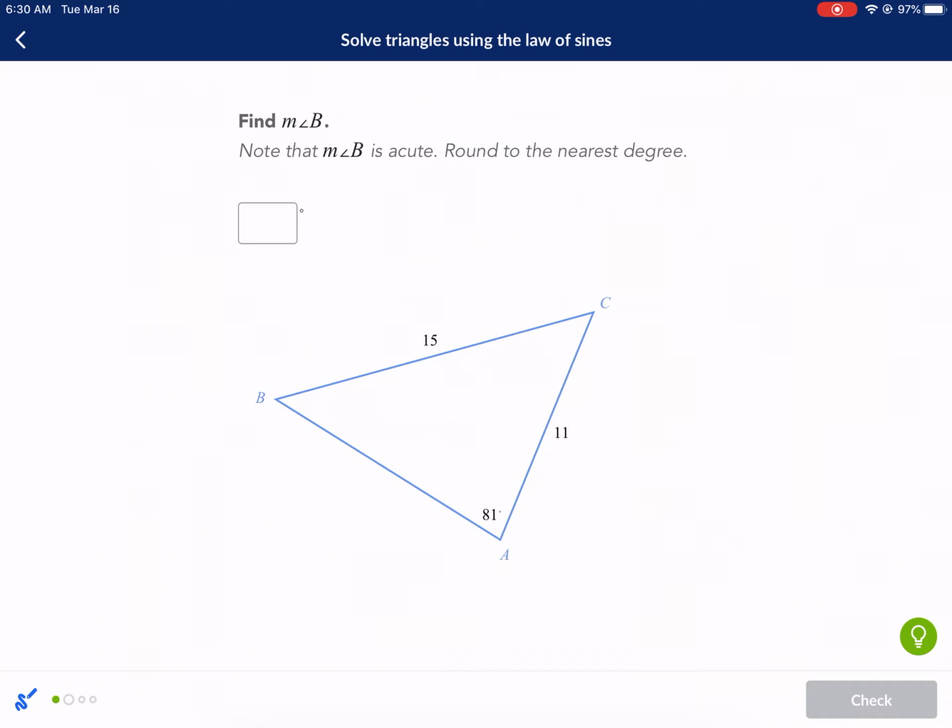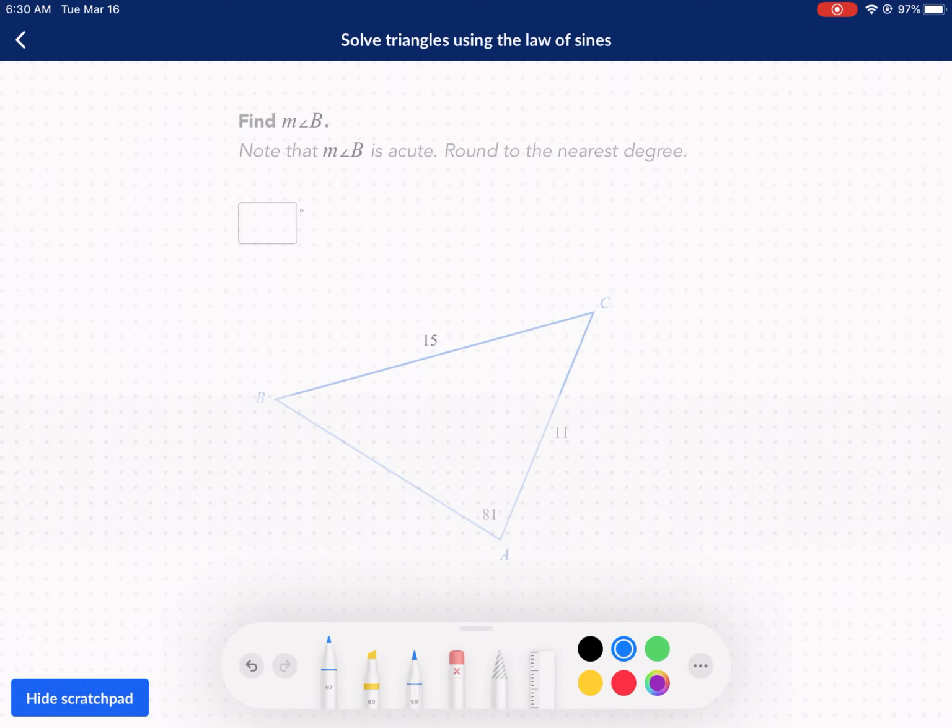Angle B. So note that angle B is acute. This is important because if it is obtuse, we're going to have one more step, which is a little annoying, but we'll cross that bridge when we get there. Hopefully we get one of those problems.